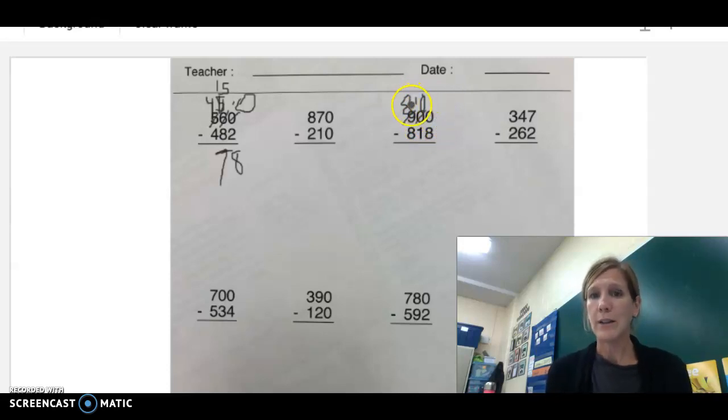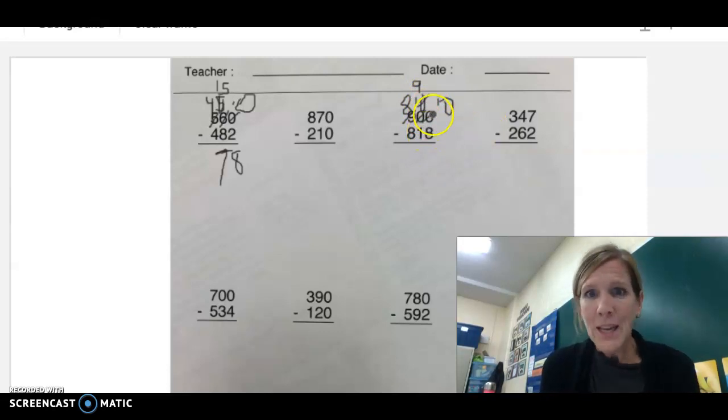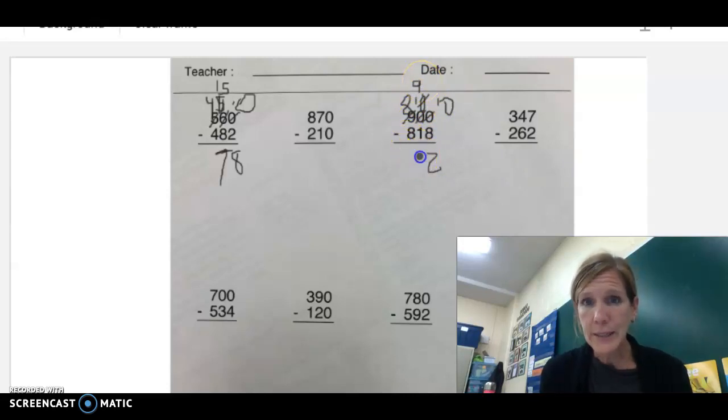But now when I look next door, there are 10 tens there. So now I can take 1 away from my 10, and my 10 will become a 9. And now instead of having 0 ones, I have 10. It's hard for me to do it on the computer, but you could do it nice and neatly in this column with pencil, right? So now I have 10 ones. 10 minus 8 would be 2. That looks more like a Z, sorry. And 9 minus 1 is 8.